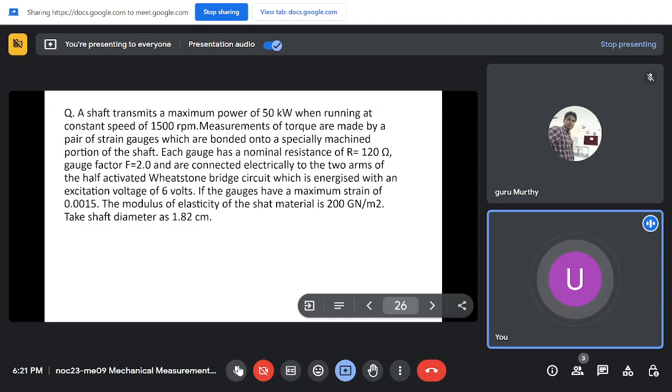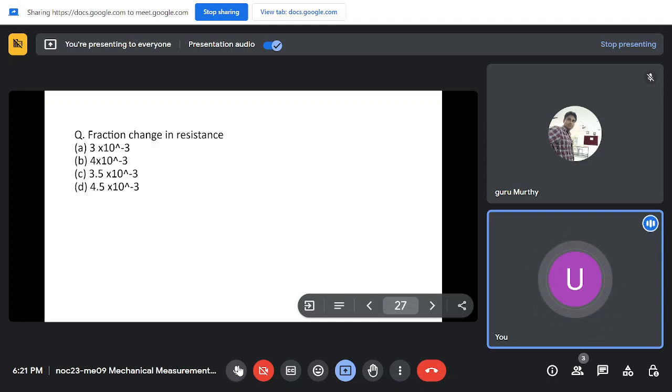That is given, and then they are saying that if the gauge has a maximum strain of 0.0015, then we have to calculate the change in resistance and the sensitivity. And we have also been given the shaft diameter as 1.82 centimeter, and the modulus of elasticity of the shaft material is 200 giganewton per meter square. So we need to calculate the fractional change in resistance and sensitivity of the measuring system.